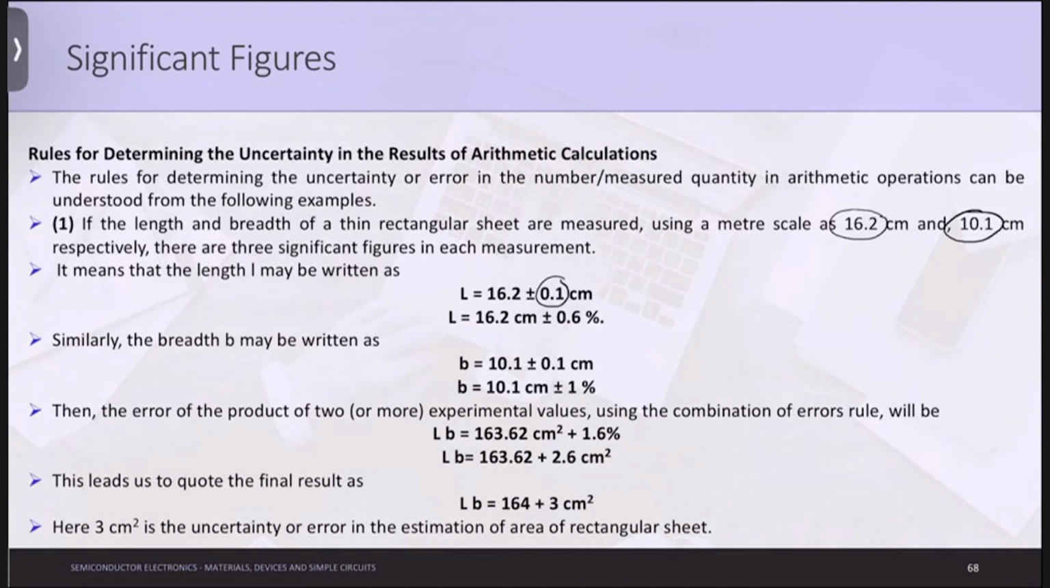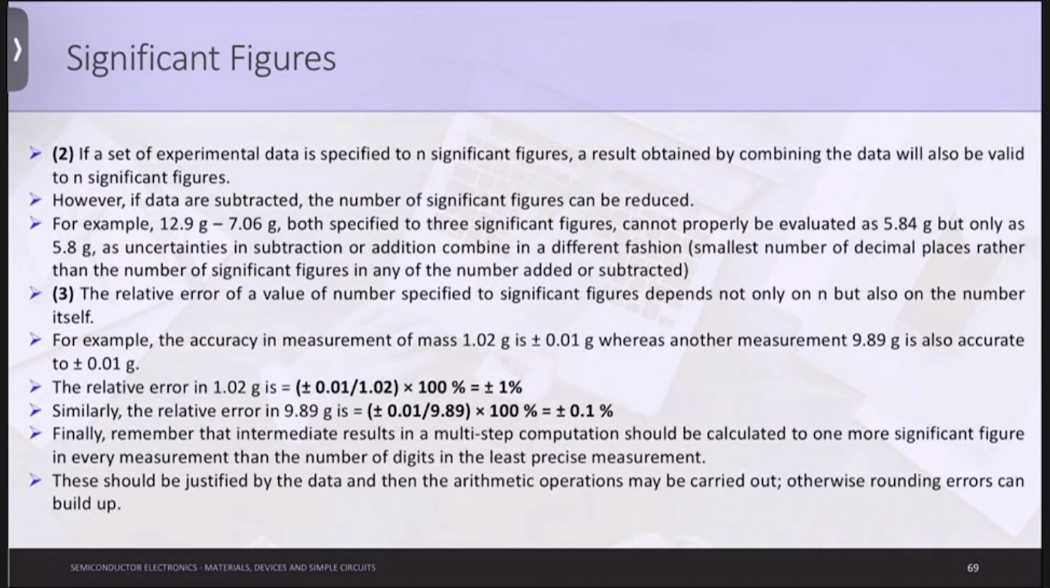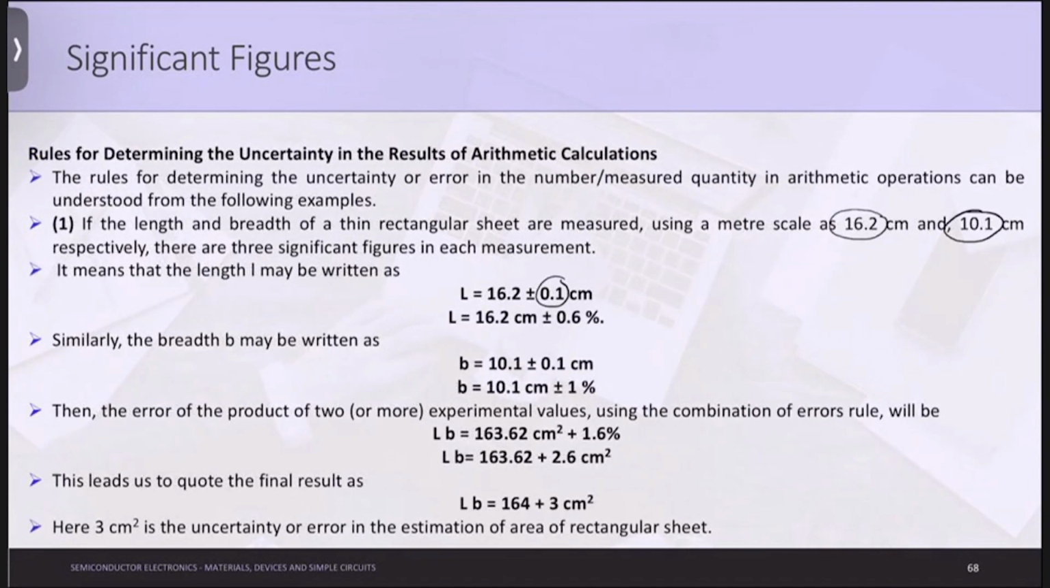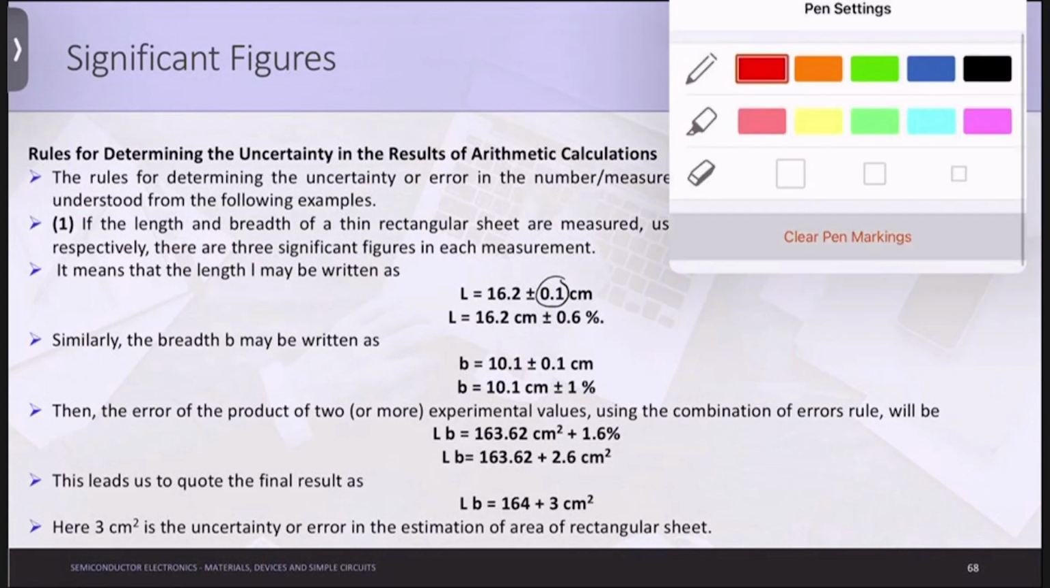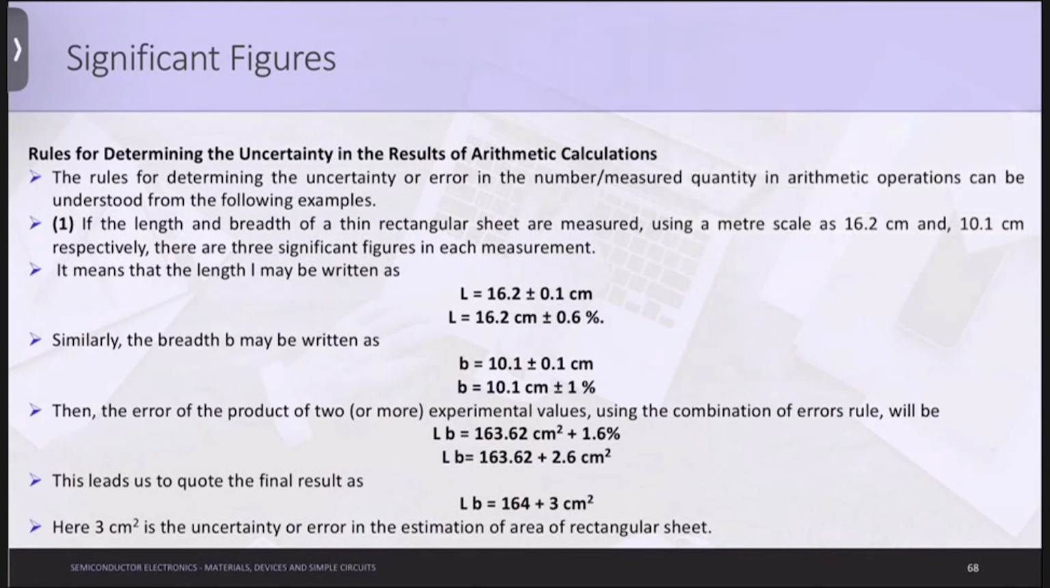Okay, so why is there a tolerance of 0.1? You may say because the resolution of the meter scale is 0.1 centimeter, or we can say the least count of a meter scale is 0.1 centimeter. The smallest thing which we can measure is 1 mm here, therefore the resolution is 0.1 centimeter. So writing that concept here, we will finally get L is equal to 16.2 plus minus 0.1 centimeter.